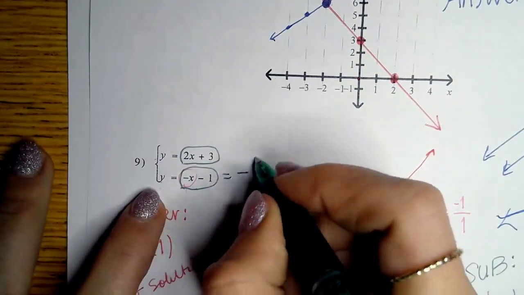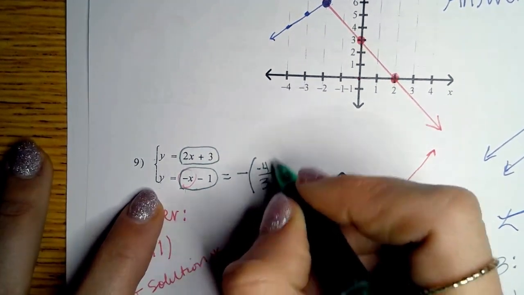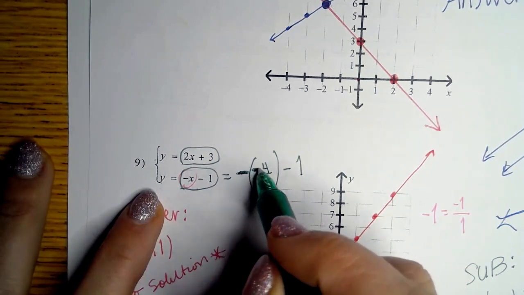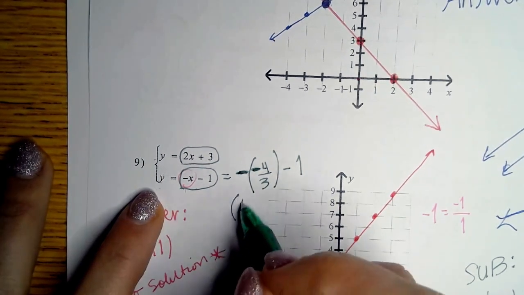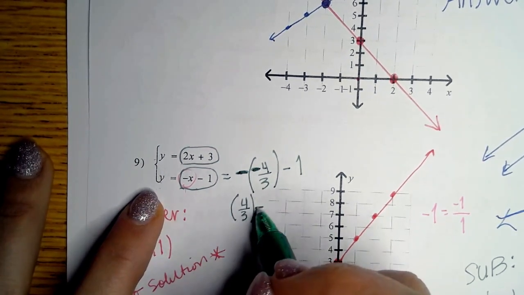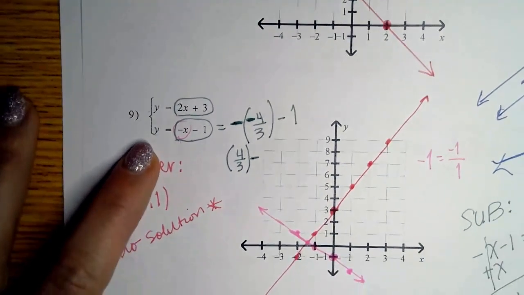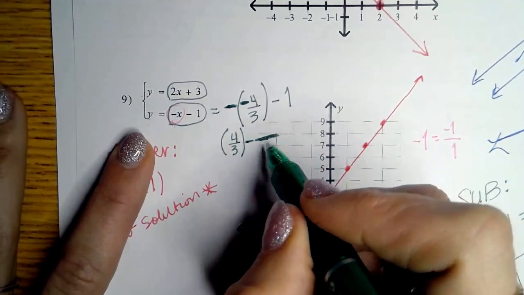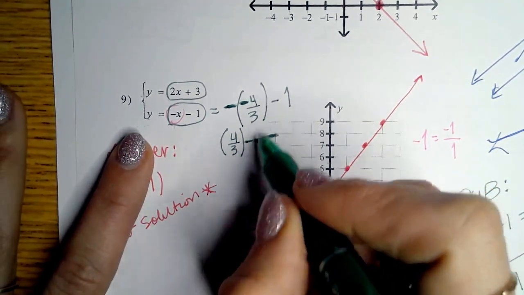So I'm going to do negative, I'm plugging in -4/3 minus 1. What's a negative times a negative? Good, so that's 4/3. Now I want to do 4/3 minus 1. If I'm doing 4/3 minus 1, I should change my 1 into what? 1/1. Sure, and then?